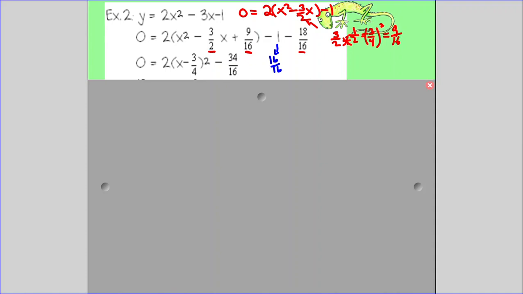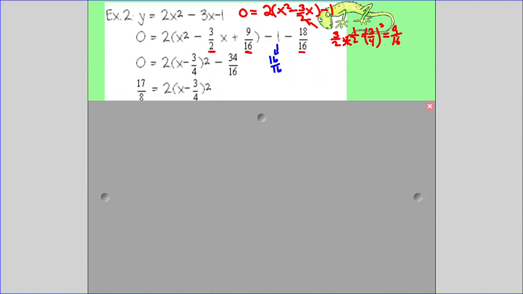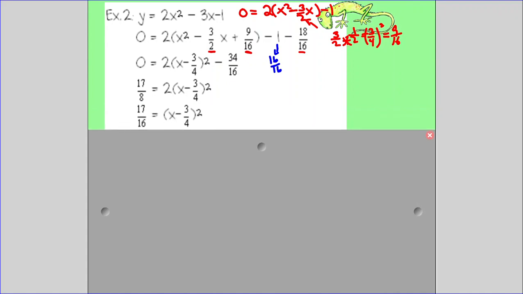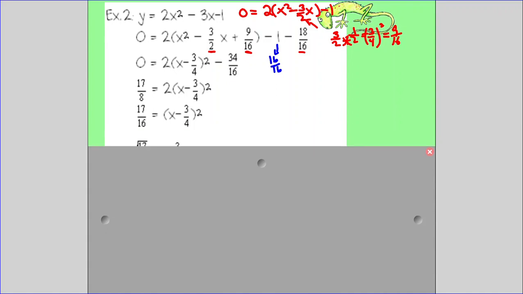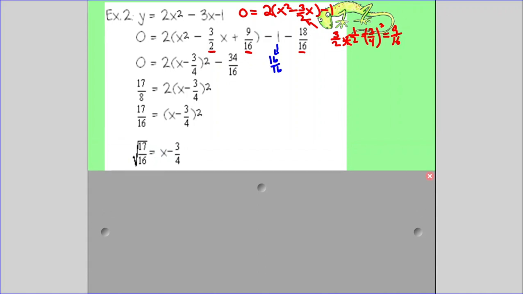So from here, that's our completing the square step. We would then add 34 over 16 to the other side, reducing the fraction down to 17 over 8. I would then divide by 2, and remember dividing by 2 there is really going to make that 17 over 16 because we'd be multiplying it by half. So 17 over 16, because it's squared, that now means that this part gets square rooted. So we end up with root 17 over 16 is equal to x minus 3 over 4.